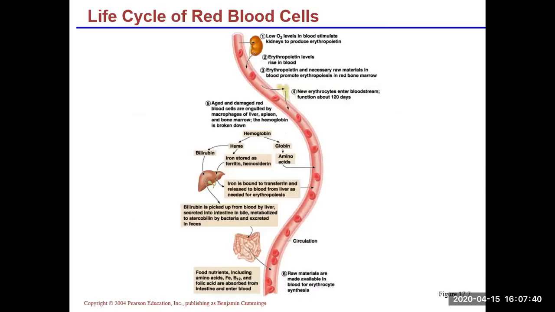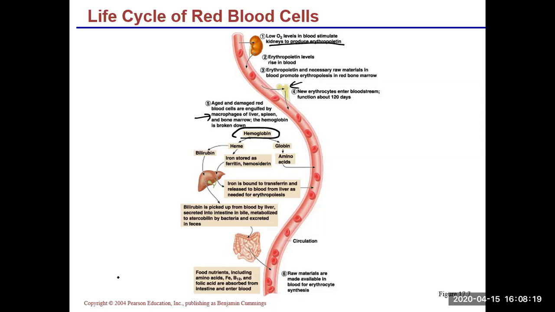Look, this is kind of the idea of what is happening. On the first part, the kidney produces the EPO. EPO will go to the bone marrow, making the red blood cells. But again, as they age and get damaged, the red blood cells are engulfed by the macrophages of the liver, the spleen, and the bone marrow, and the hemoglobin is going to break down into two parts.